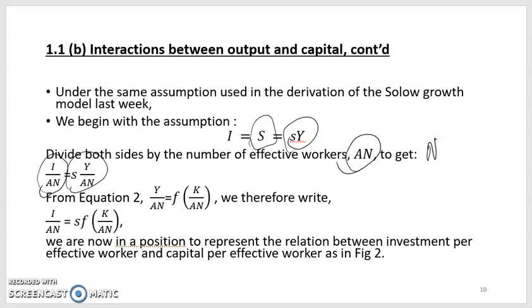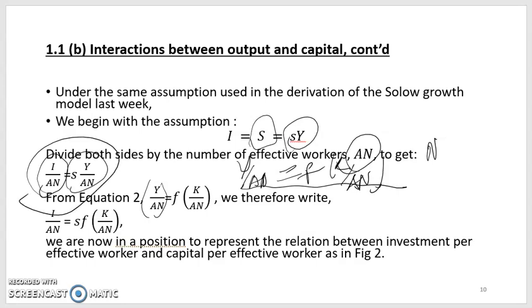effective worker. From equation 2 that we had, in the previous video we saw that output per effective worker is a function of capital per effective worker. So if we take our output per effective worker, use its expression from this equation, and substitute it in the investment equation, it shows that investment is basically a function of savings as a function of capital per effective worker, or simply investment per effective worker is a function of savings per effective worker.